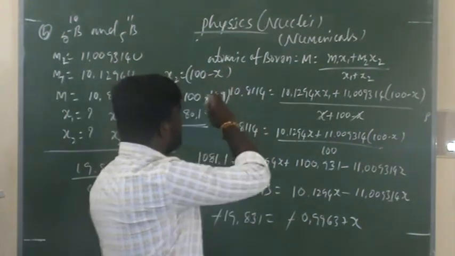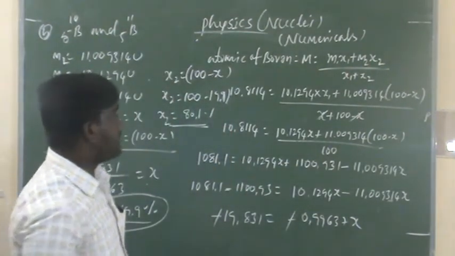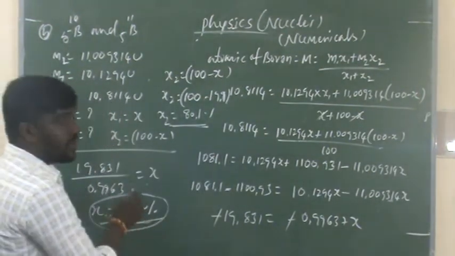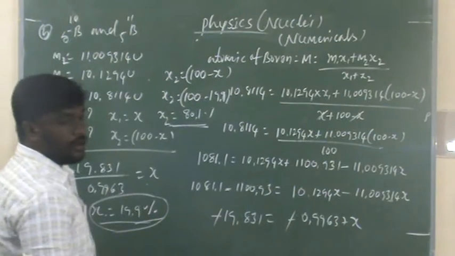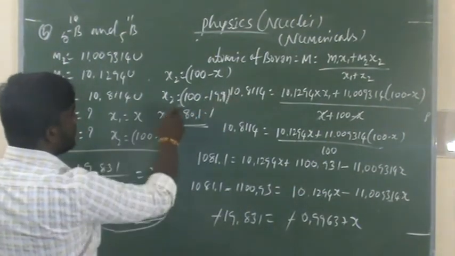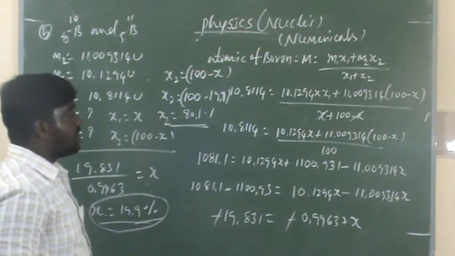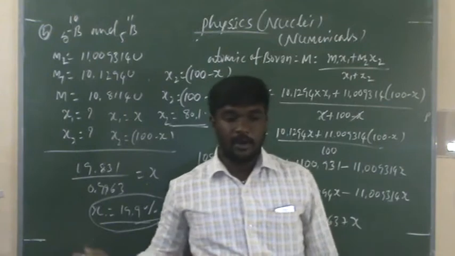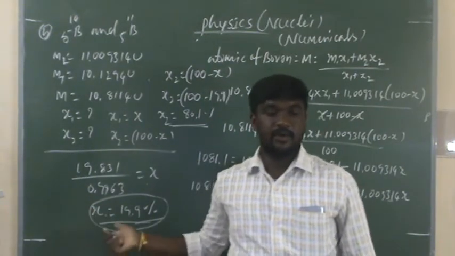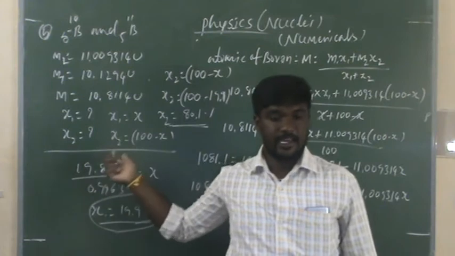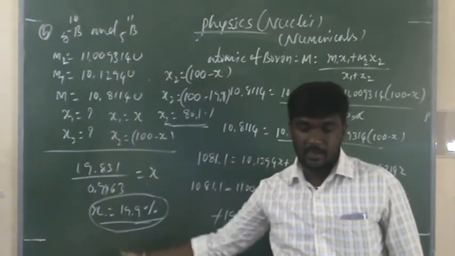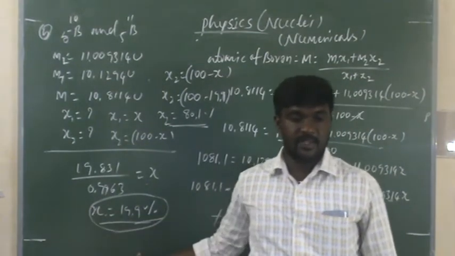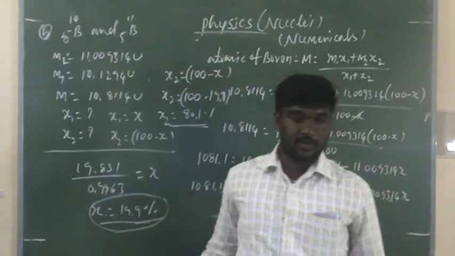We consider x2 is equal to 100 minus x. Already we know the x value, 19.9, so 100 minus 19.9 means x2 is equal to 80.1%. So finally we got the abundances of the two isotopes: x1 is 19.9% and x2 is 80.1%. This is the answer for this numerical. Okay, clear? I will send the solution, so you note it down. Understood?